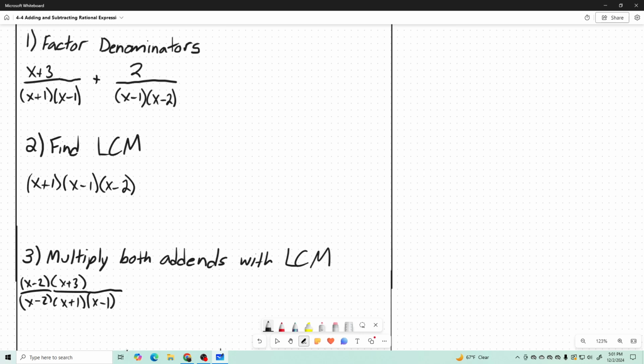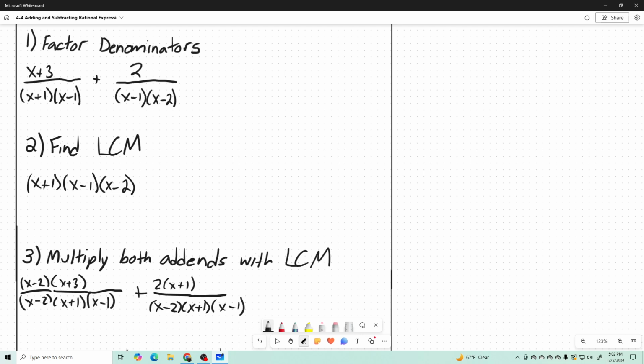All right, so now we're going to do the same thing to the other side. We have a 2, and we have an x minus 1 and an x minus 2. We need this x plus 1. So what I'm going to do is take 2 times the quantity x plus 1 over x minus 2, x plus 1, and x minus 1.